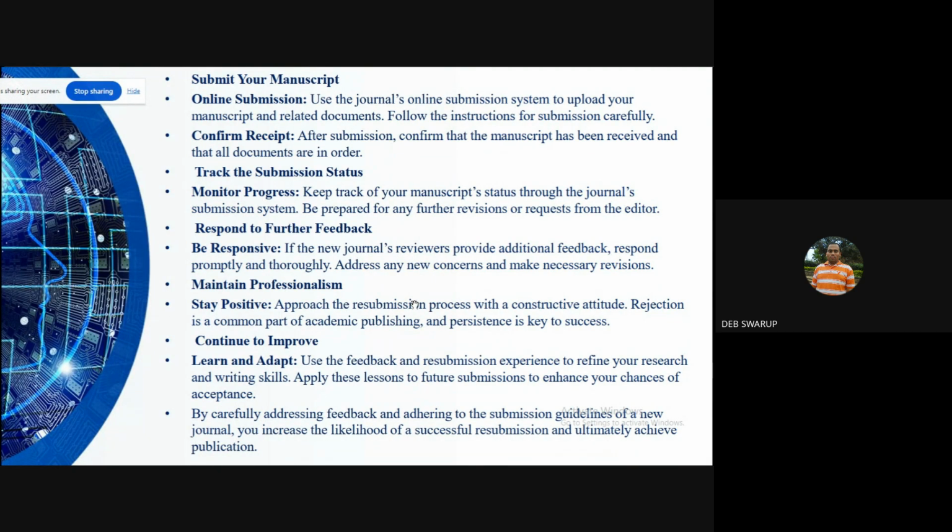You need to be in that loop, the feedback loop. They definitely mail you about whether the journal has gone through your details or not, and whether the review has begun or not. They generally mail you, or they'll update you in that submission.